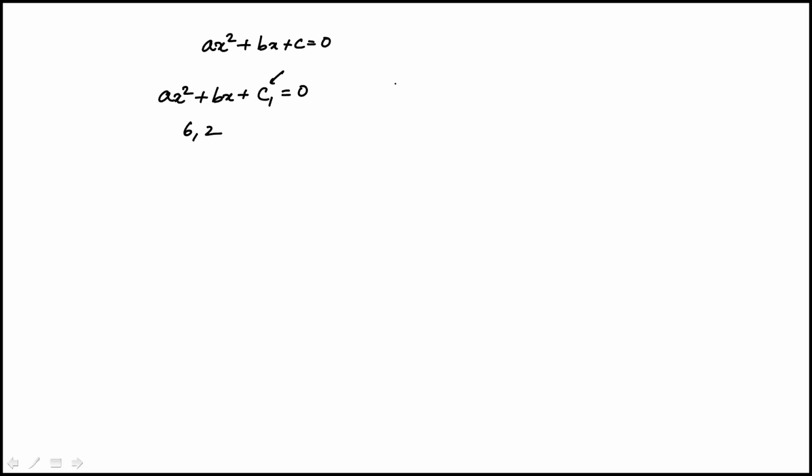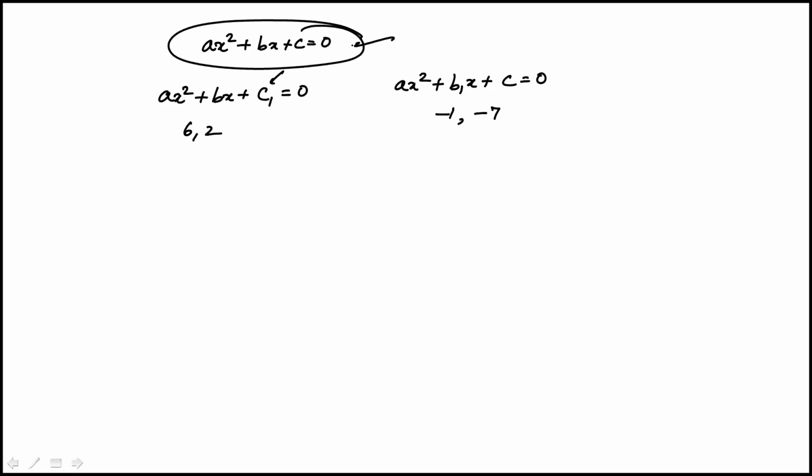In case of Katie, the B term was incorrect. So I'll just call that B1x. That's what she used. C was correct. Here the roots were -1 and -7. We need to figure out the roots of the original quadratic.